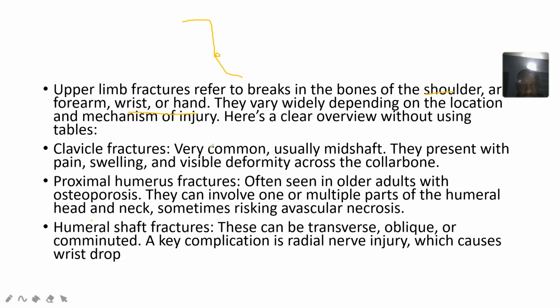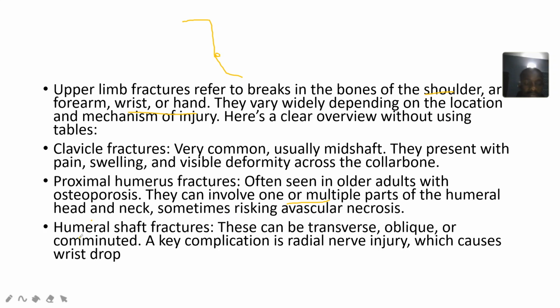You can also have the proximal humerus fractures. They are often seen in older adults with osteoporosis. That means what? The person already has weak bones. So they can involve one or multiple parts of the humeral head or neck.